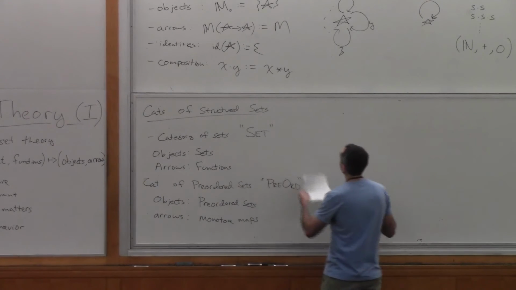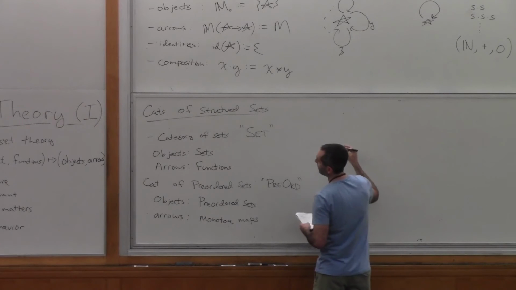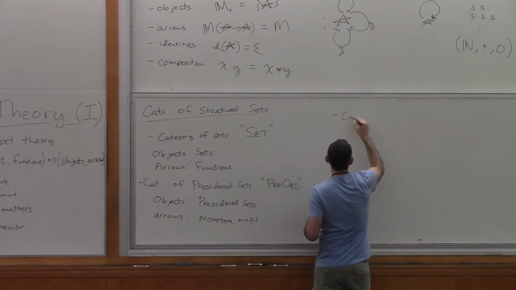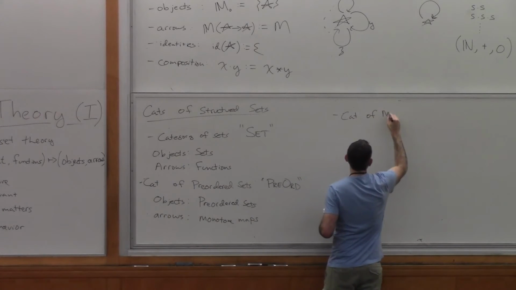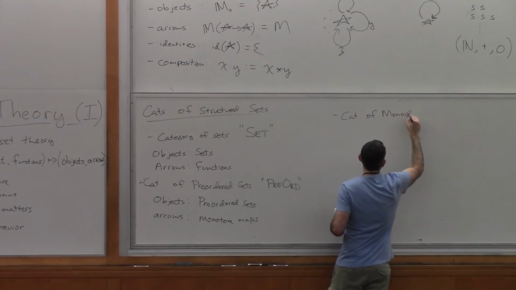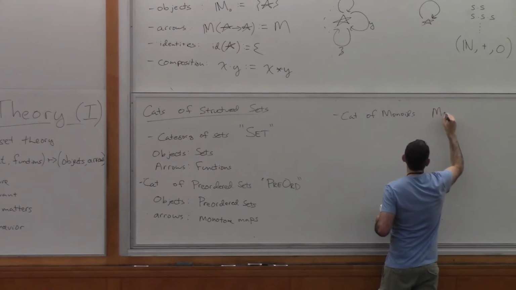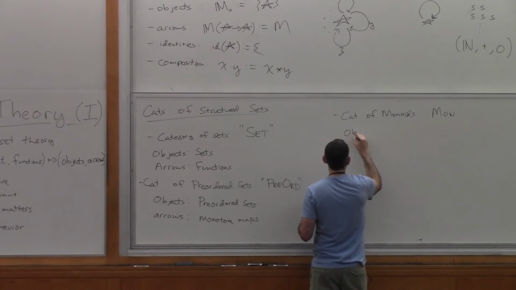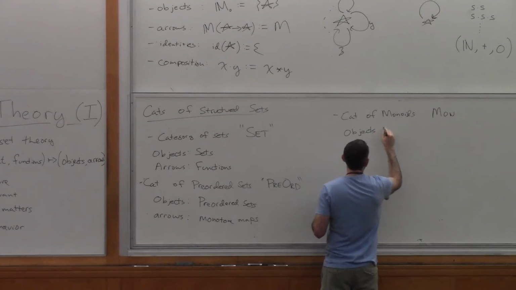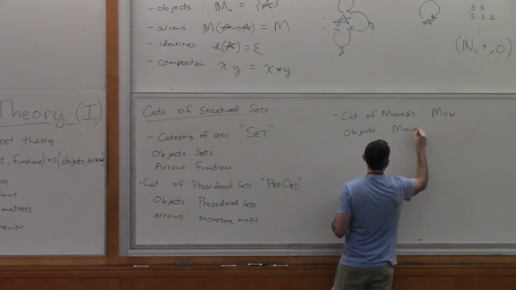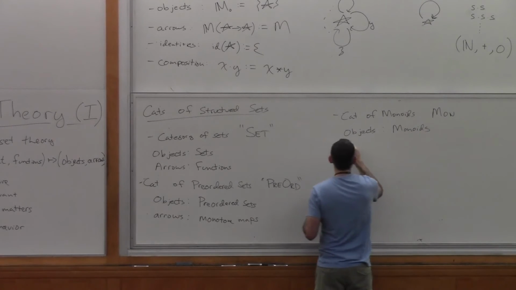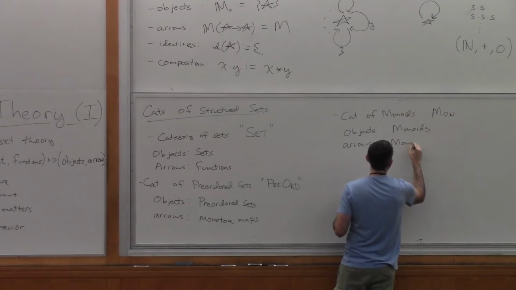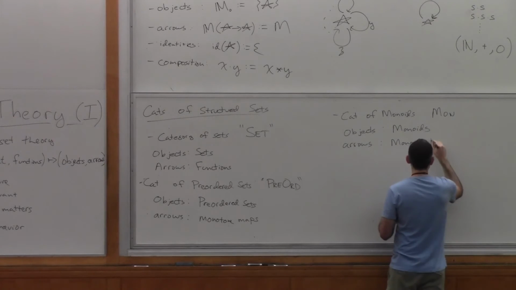Okay, and then recapitulating our story here, the last category we had to consider is the category of monoids. I'll call this Mon. Okay, so this is probably starting to look familiar. The objects are monoids, which we introduced a few minutes ago. The arrows are what are called monoid homomorphisms.